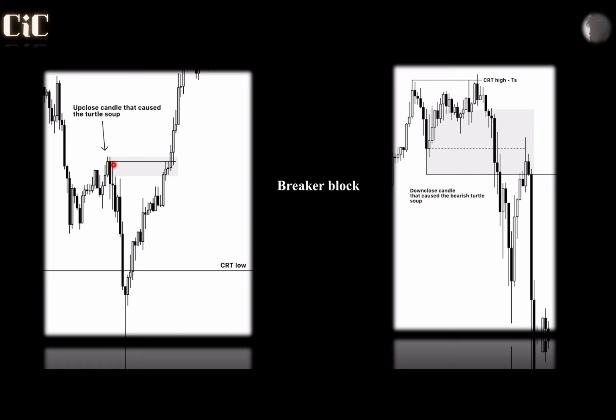As you can see in this picture here. And vice versa with the bearish breaker. It's the down-close candle that caused the bearish turtle soup. This one specific candle, preferably a thick, clear, visible candle before the rally. Again, we take the whole candle, and the sensitive point is always going to be the closing price of the breaker.